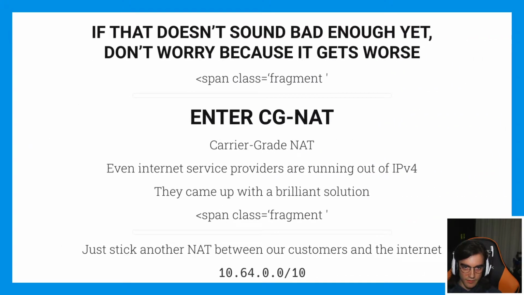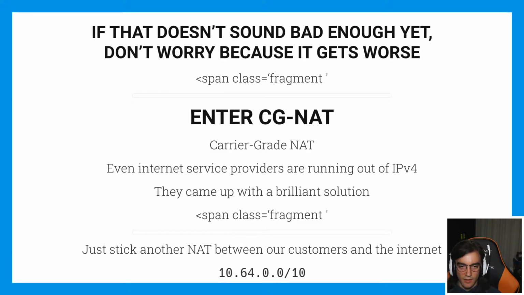And if that doesn't sound bad enough, it gets worse, because internet service providers realized that they also didn't have enough IP addresses to give out to all of their customers. So they added another layer of NAT called carrier grade NAT in between customers' routers and the internet. So you already have a private IP address inside your network, but then your router doesn't even get a public address.